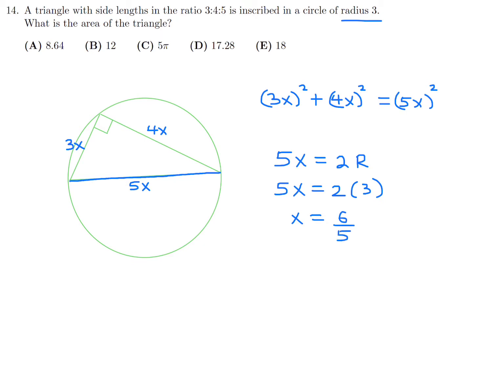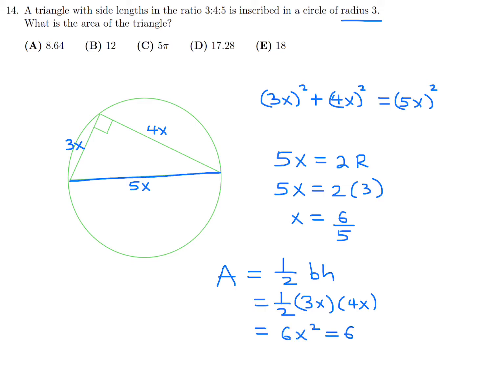Now what do they want? They want the area of the triangle. The area of a triangle is 1/2 base times height. The base, we can call this the base, 3x. And the height, we can call this the height, that's 4x. So this basically becomes 12 over 2, 6x squared. And then that would be 6 over 5 all squared.